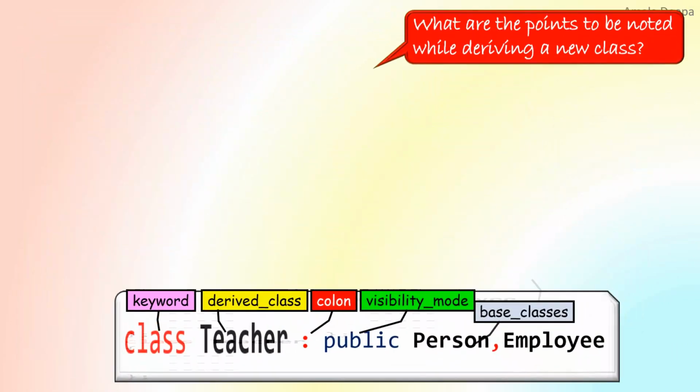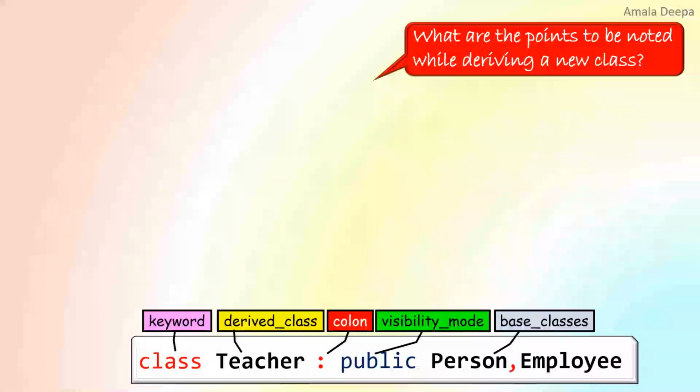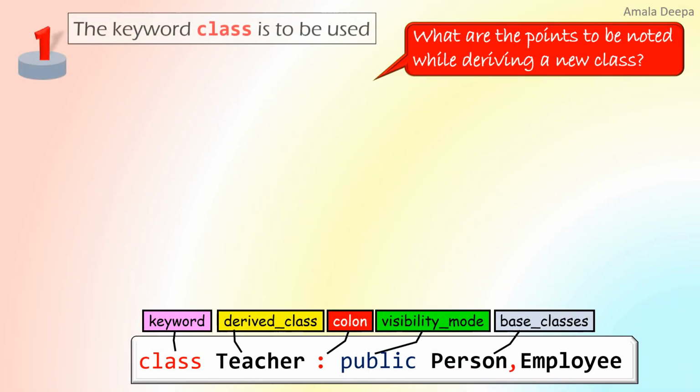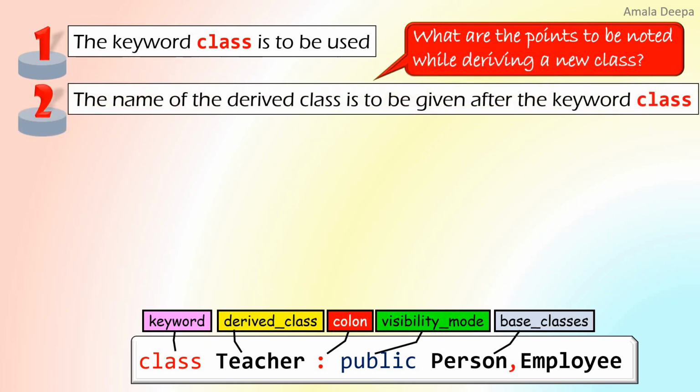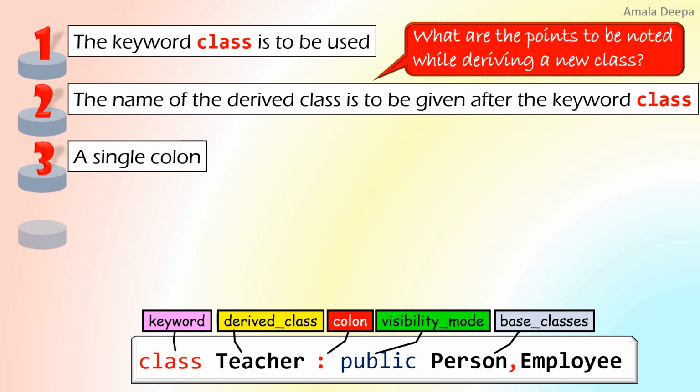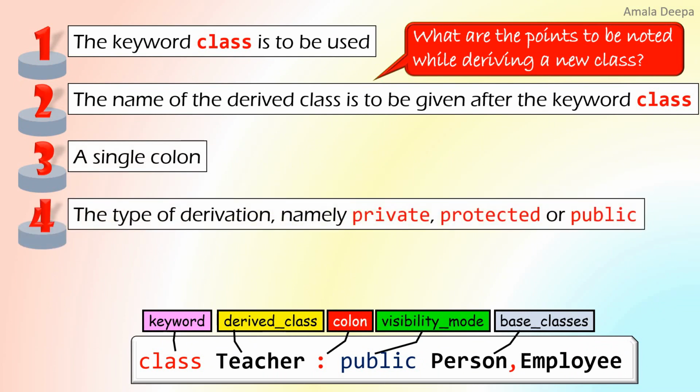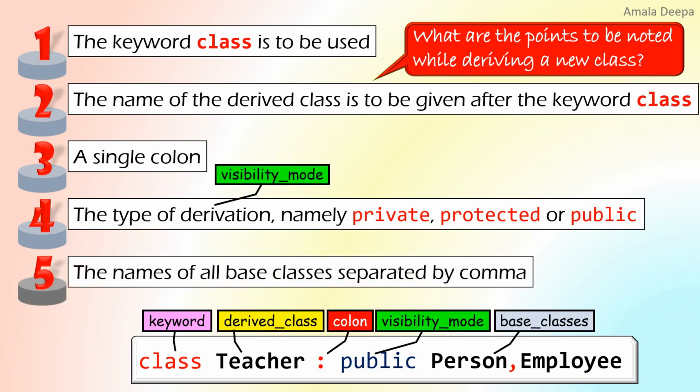Therefore, what are the points to be noted while deriving a new class? First, the keyword class is to be used. Second, the name of the derived class is to be given after the keyword class. Third, a single colon. Fourth, the type of derivation, namely private, protected or public. The type of derivation means visibility mode. Fifth, the names of all the base classes separated by comma. To learn more about inheritance, let us see an example.